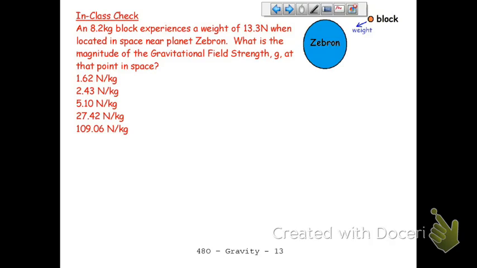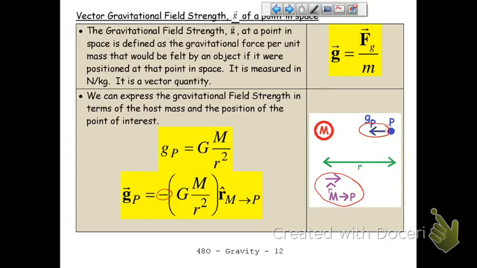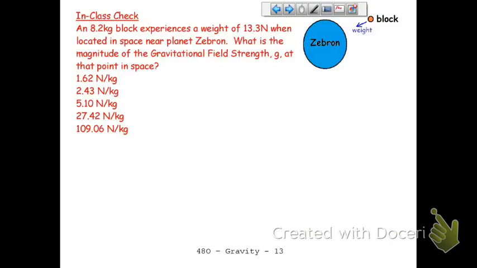So let's talk about the first bit first of all, because people get so wrapped up in the vector stuff they forget about the simple stuff. An 8.2 kilogram block experiences a weight of 13.3 newtons when it is located in space near planet Zebron. What is the magnitude of the gravitational field strength G at that point in space? So here's planet Zebron, there's my point in space, and I want to know my G at that point in space.